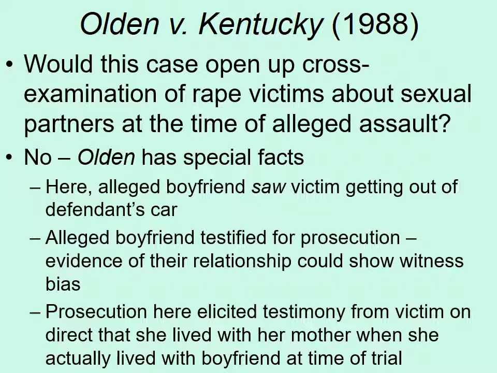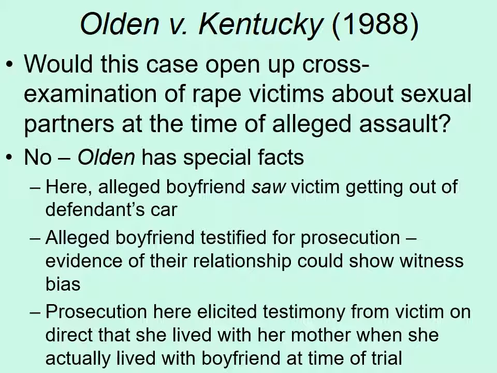So Olden has special facts, and shouldn't be construed to mean that the right to confrontation has been denied if a court doesn't allow free cross-examination of a sexual assault victim about current sexual partners. But Olden does illustrate that the Confrontation Clause can be construed in a fashion that might allow defendants to put on evidence that would otherwise be excluded by rape shield laws.